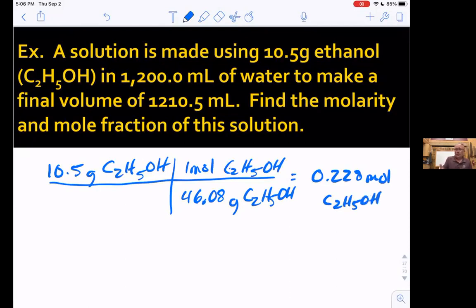Anyway, so that's one of the moles. The other one we had to solve for moles is the water, in order to do mole fraction. So I'll just go ahead and do that now. They say it's 1200.0 milliliters of H2O.